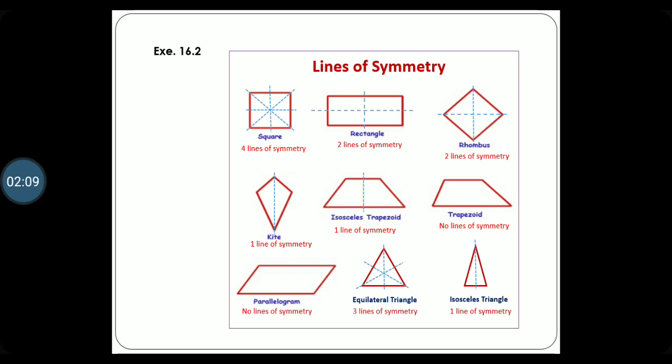Now let's look at exercise 16.2. Copy each of the shapes in your exercise book. And then for each shape, draw in as many lines of symmetry as possible. Use different colors. Now here you can see on the screen a couple of examples of what you're going to do. Then in number 2, look at these objects from nature.